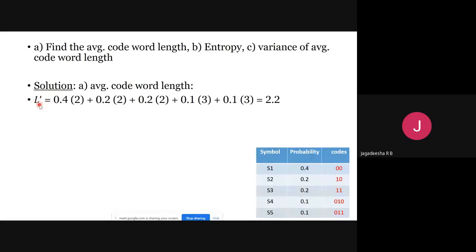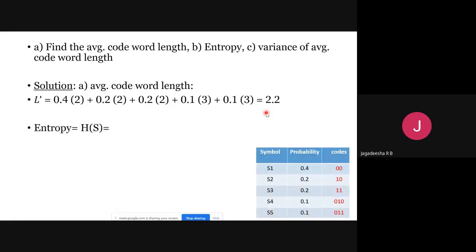It is nothing but the probability pi multiplied by Li, where Li is the length of the code word. For example, for the first symbol S1, the probability is 0.4, and L1, how many bits? 2 bits. For the second symbol, 0.2 is the probability, and Li is 2 because there are 2 bits in its code word. Similarly, for S5, the probability is 0.1, and the code word is 0, 1, 1, so it's 3 bits. Altogether, it is just multiplication and basic maths, and you get a value of 2.2 in this case.